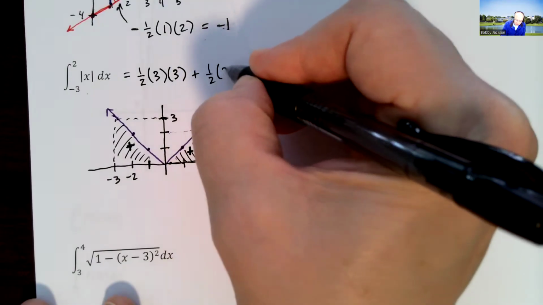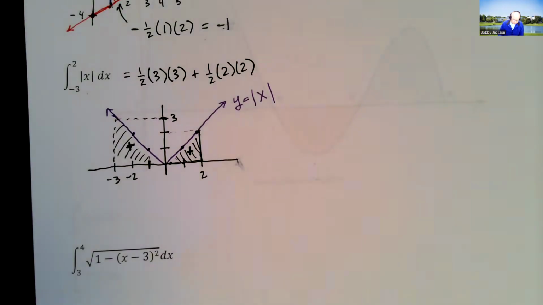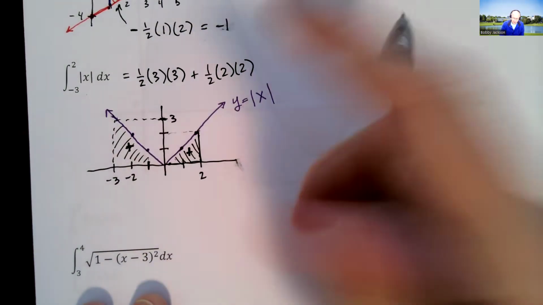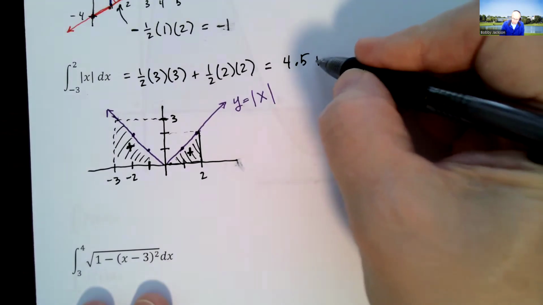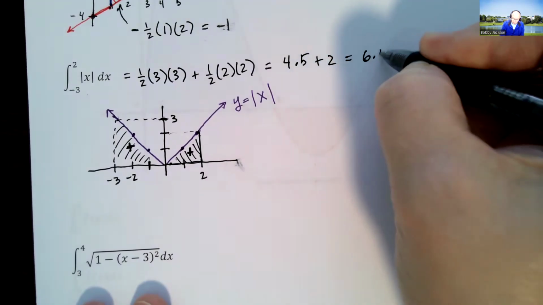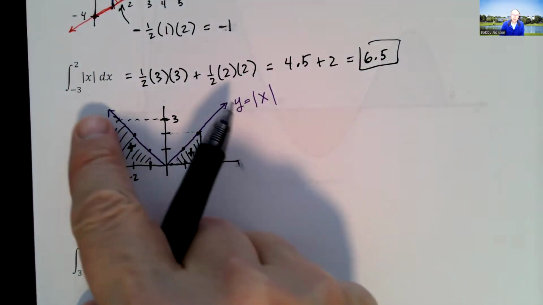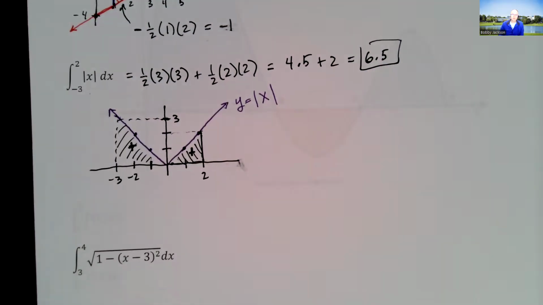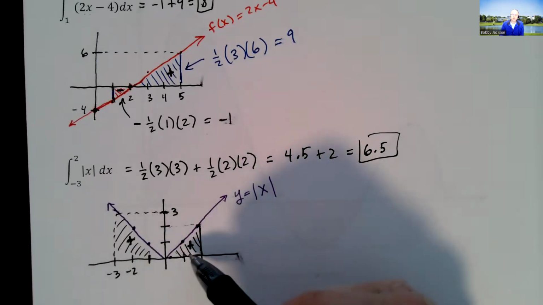So we add both of these. So it's just the area of these two triangles. And I get 3 times 3 is 9, half of 9 is 4.5. And then half of 4 here is 2, and I get 6.5 square units for the net area, and that gives us the value of this definite integral. Now, those are pretty easy when they come out. The regions come out as triangles.